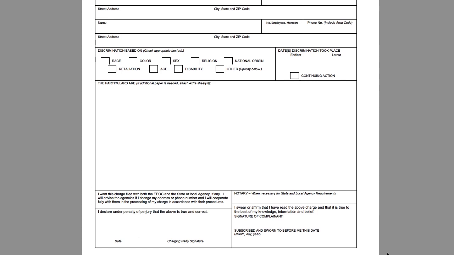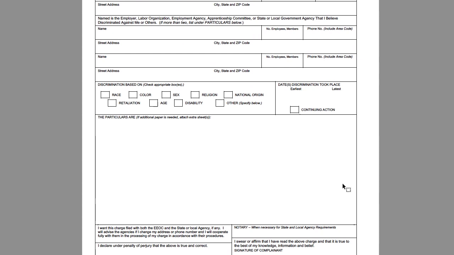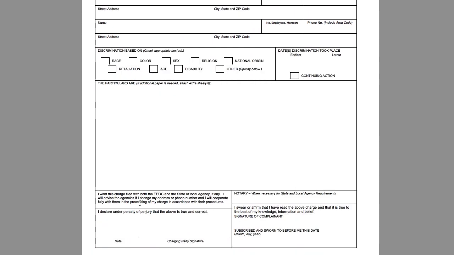The reason for that is that this document is going to control not only the scope of the EEOC investigation, but also the scope of any lawsuit that you file later. There at the bottom, you'll also see where you have to sign this document under penalty of perjury, under oath. So that's another reason why it is vitally important that you get the facts stated absolutely correctly in this document. So it is very important that it be done correctly.